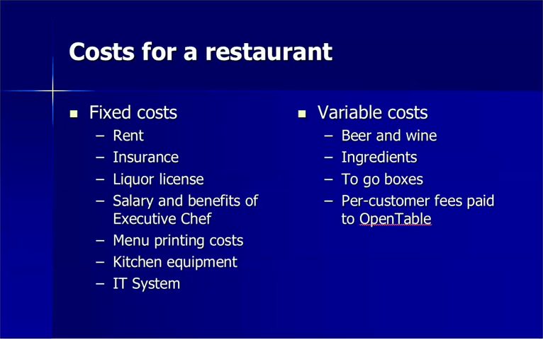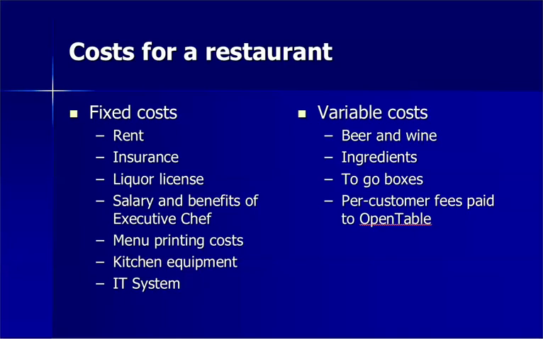In a restaurant, fixed costs would be things like the rent they pay, the insurance they pay, a liquor license that allows them to sell beer and wine, the salary and benefits of an executive chef, the costs of printing menus, the kitchen equipment that they've either purchased or leased, and any IT system they've installed to facilitate order taking.